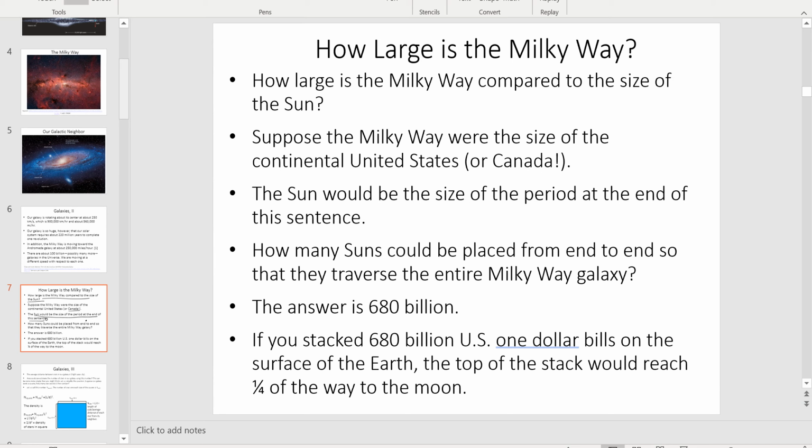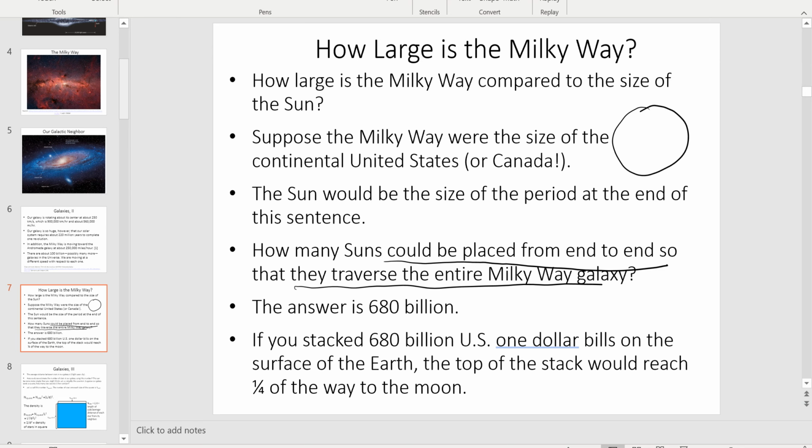We could ask another question, which is related, which is how many suns would we have to place from end to end so that they traverse the entire Milky Way galaxy? Suppose, in other words, that this is the Milky Way galaxy. Now let's say it's not a map, it's literally the galaxy. And we want to take the sun and replicate it. We're going to copy and paste. Once again, this is impossible, but as a thought experiment, suppose we could copy and paste the sun.